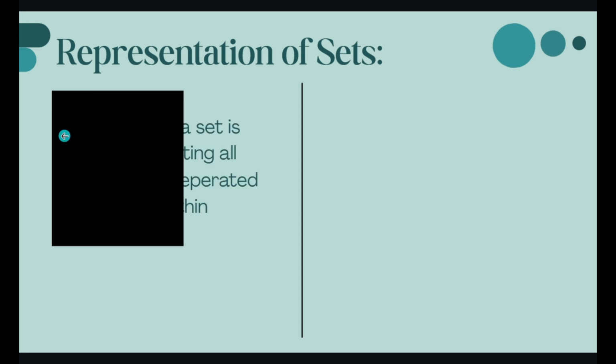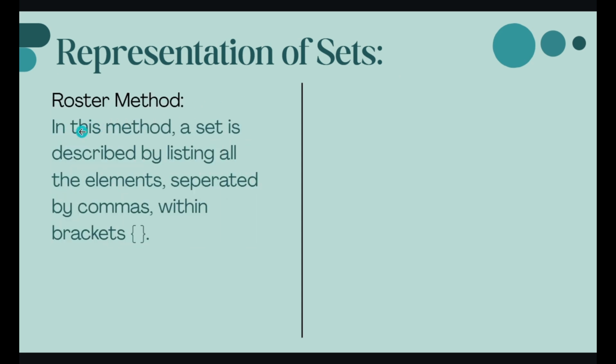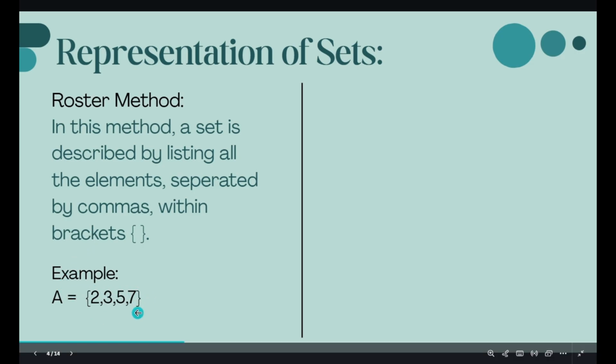Representation of sets. Starting with the first one, roster method. In this method, a set is described by listing all the elements separated by commas within brackets. For example, set A equals {2, 3, 5, 7}. So here these elements are separated using commas within these brackets.